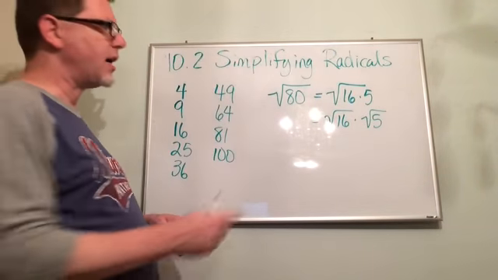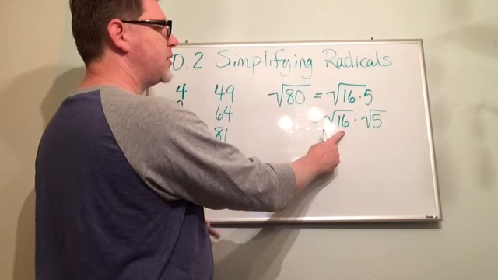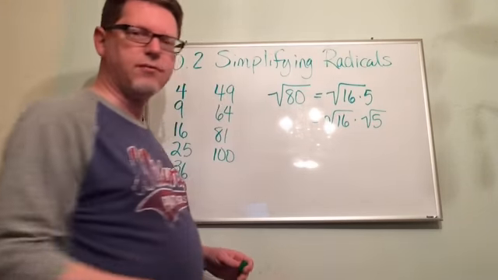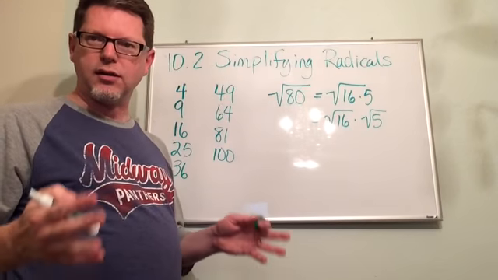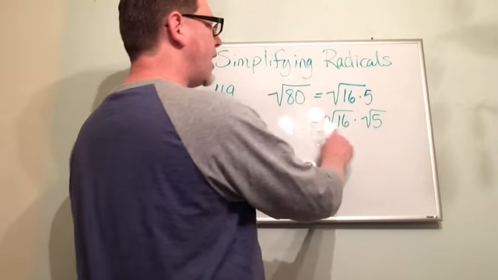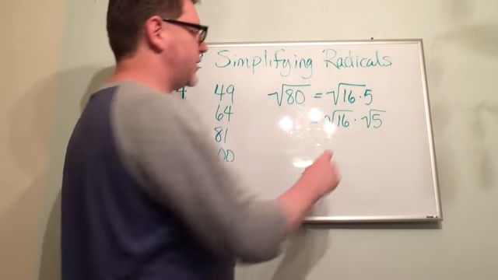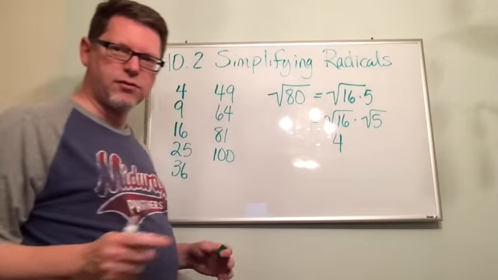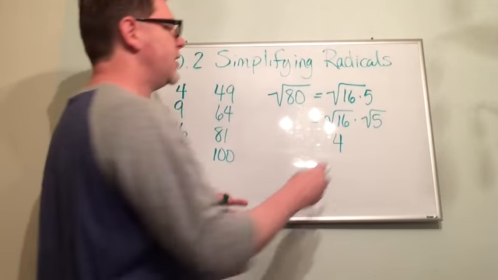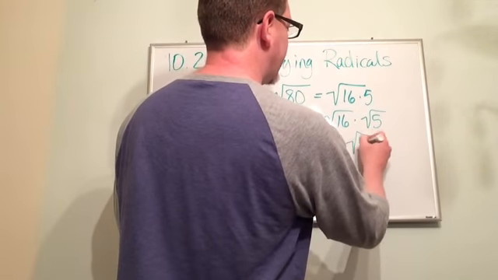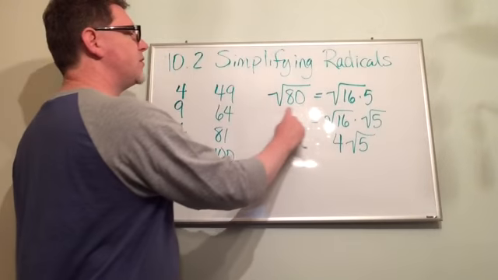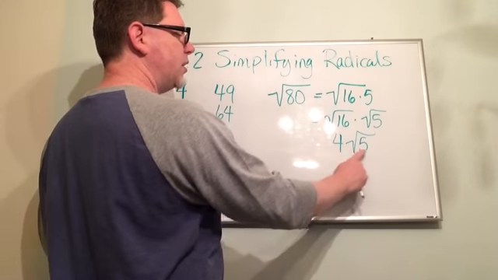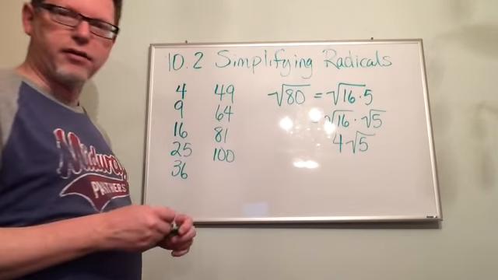So now I know that the square root of 80 equals the same thing as the square root of 16 times the square root of 5. That's just the property rule of radicals. So I know that the square root of 16 is 4. And there's no perfect square root of 5, so I just leave it as the square root of 5. So the simplification of the square root of 80 is 4 times the square root of 5.